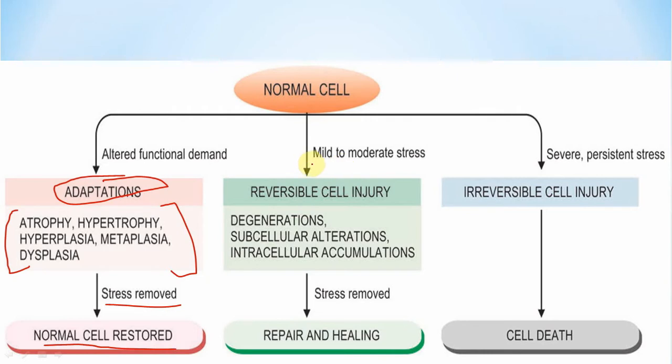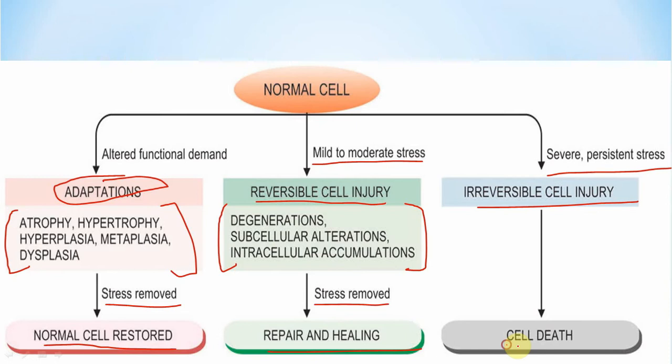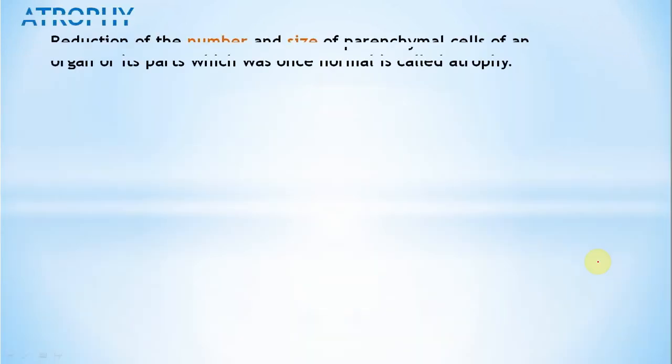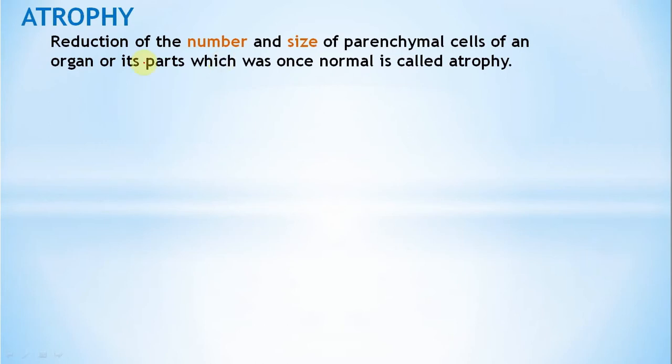In mild to moderate stress, reversible cell injury occurs. There is degeneration, subcellular alteration, intracellular accumulations, and when the stress is removed, it undergoes repair and healing. In case of severe and persistent stress, irreversible cell injury occurs, resulting in cell death. In this video, we will only discuss cellular adaptations, starting with atrophy.